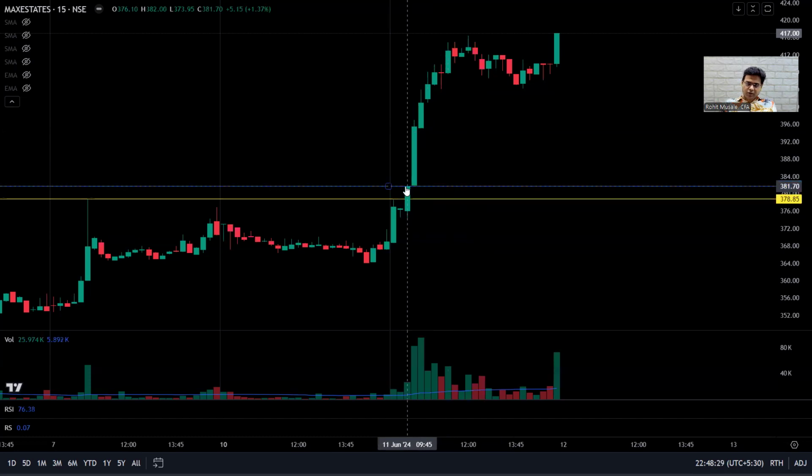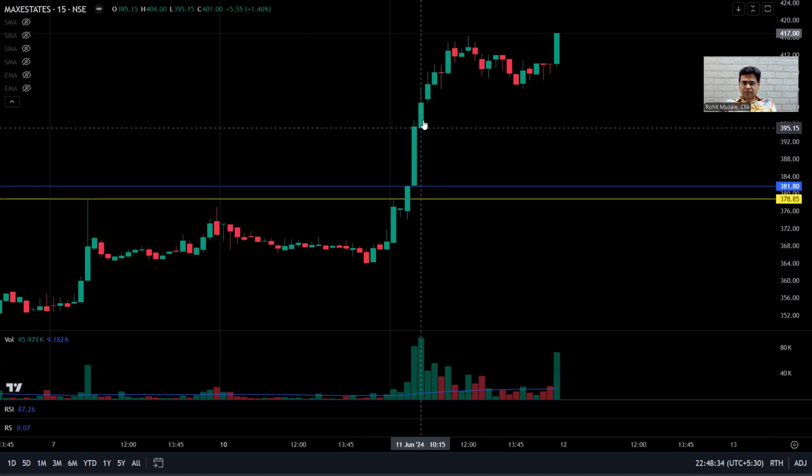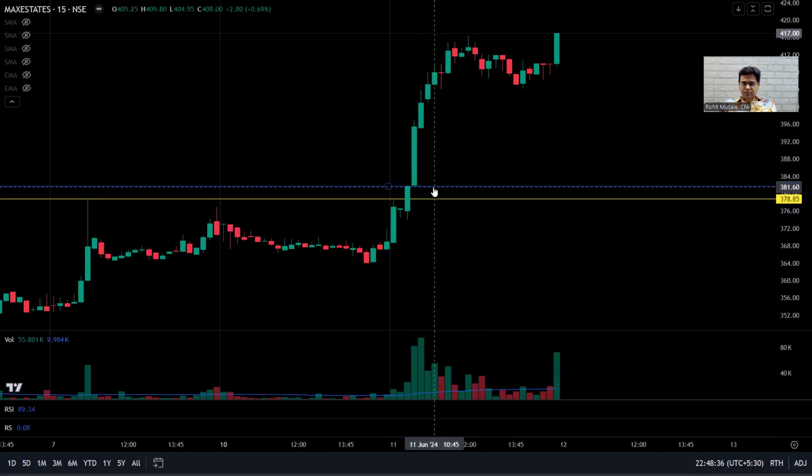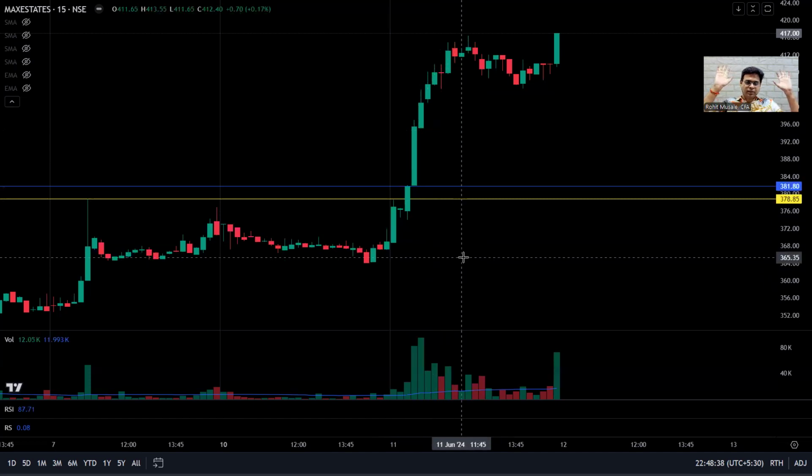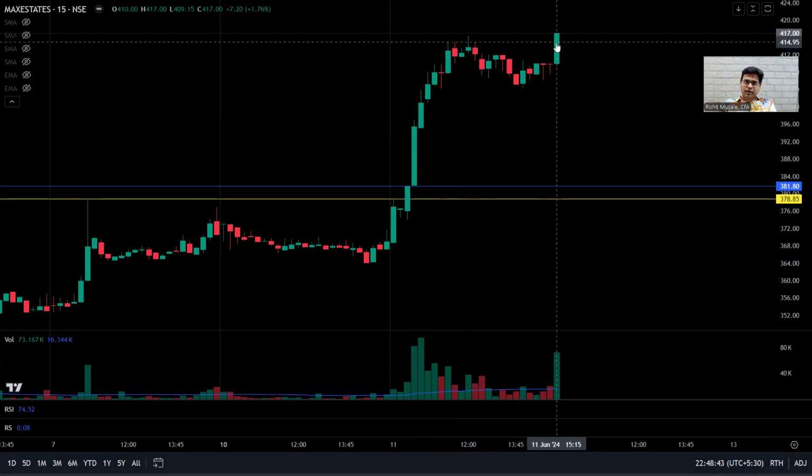Plus, I quickly moved my stop loss to break even. My stop loss was at 3%. After these two candles, my stop loss was immediately at the blue line. So now I can't lose money in the stock, right? And it went up and I sold on this candle.